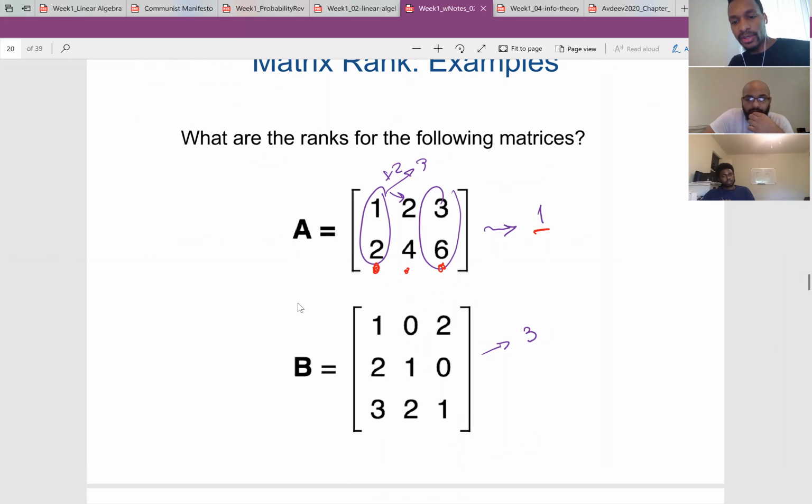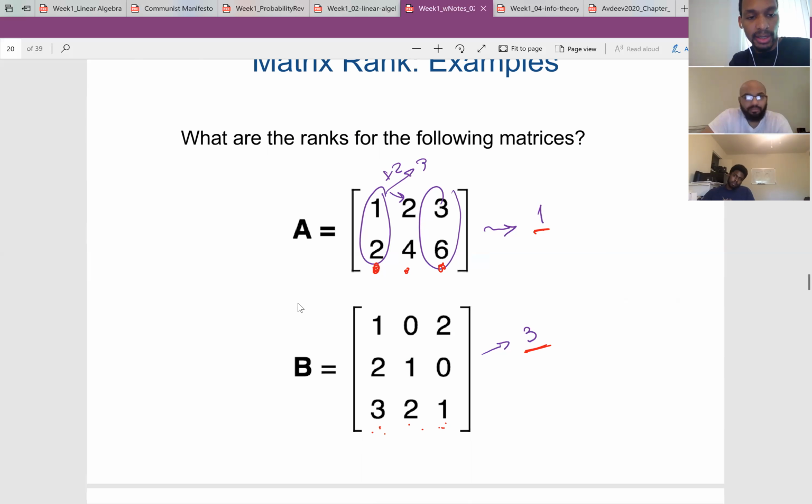Okay, so anyway, same thing here. You can go through and check that none of these vectors can be represented. So this is a linearly independent set. None of these vectors can be represented as a linear combination of the other two. And so this is a full rank with 3.